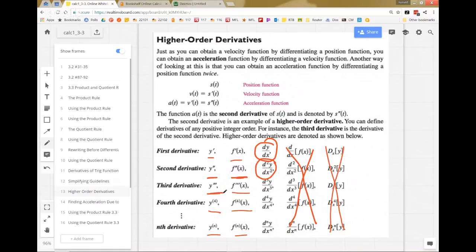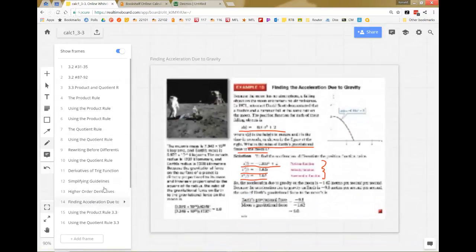And there is even a third derivative, a fourth derivative. And when we get so many primes that after 3 we just use this little 4 in parentheses, or 5, or n. So that's just a matter of notation. This is strictly notation. But we're going to make use of it right now and try to see an application here.